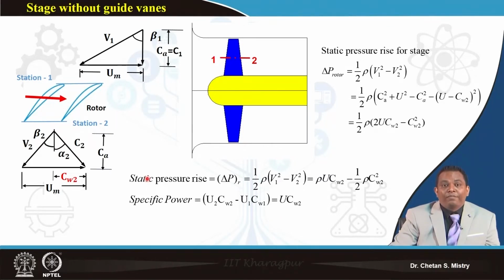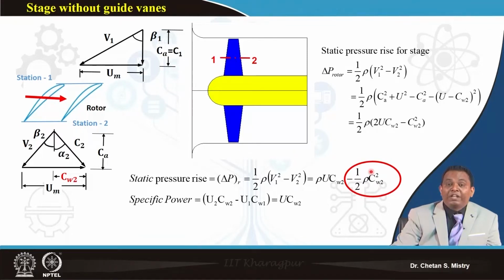Now, if you look carefully at my static pressure rise, this is coming as a negative term. What do you mean by this? It says my static pressure rise will be decreasing because of the increase of my CW2, or because of the presence of the whirl component at the exit of my rotor. So, this is the component responsible for my static pressure rise to be lower. But at the same time, you can understand my specific power requirement, since my pressure rise requirement is lower, my power requirement also will be going lower.